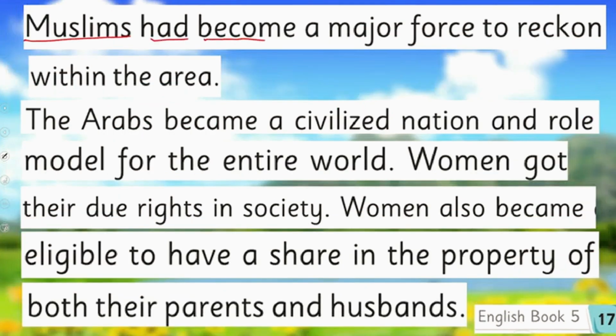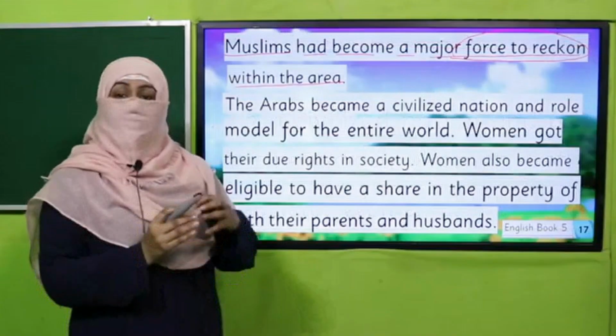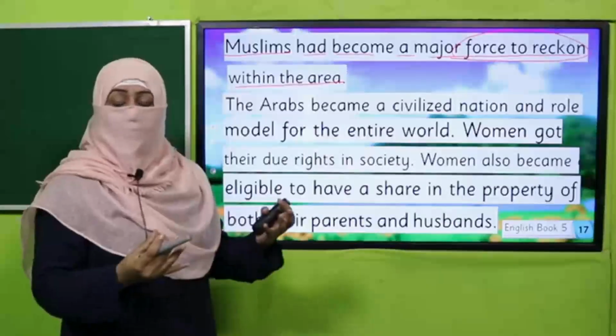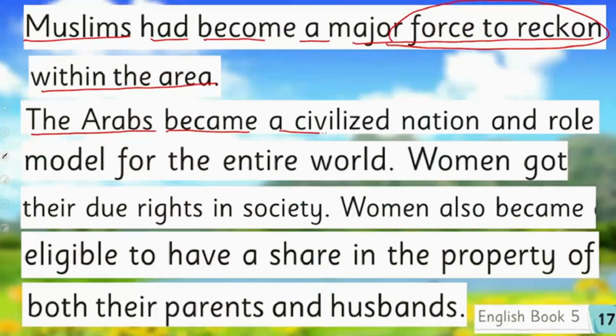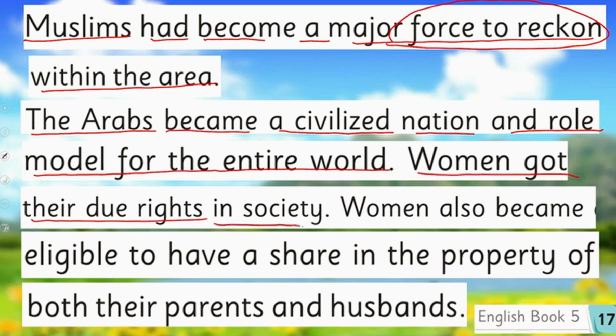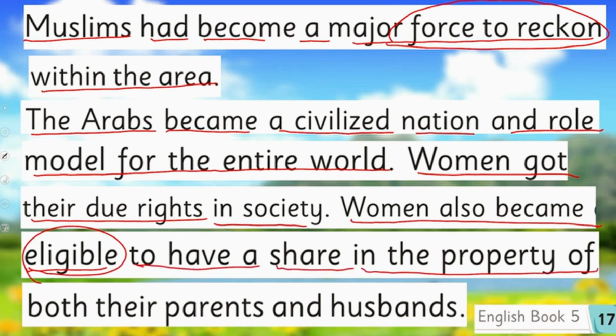Muslims had become a major force to reckon with in the area. It means they were more in numbers. Initially they were few, but now they were the majority. That's why it was an Islamic state. The Arabs became a civilized nation and a role model for the entire world. Women got their due rights in society. Women also became eligible, means able, to have a share in the property of both their parents and husband.